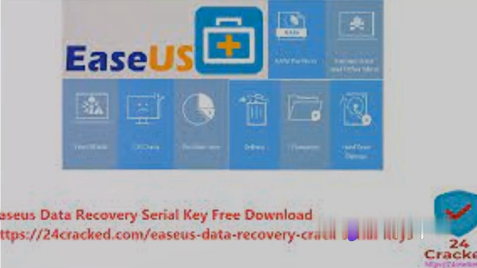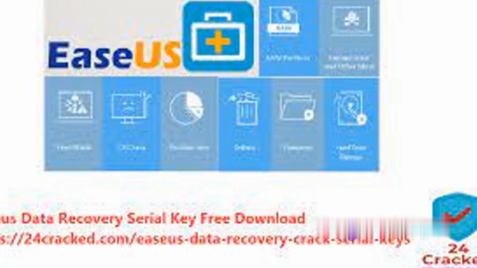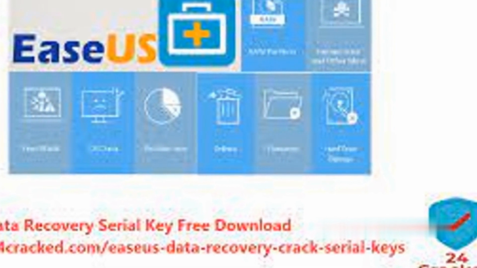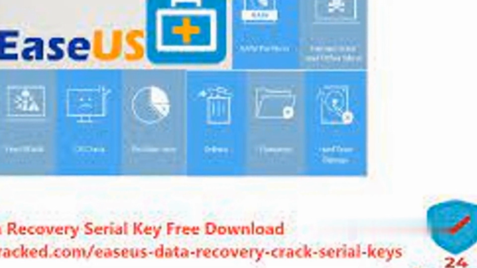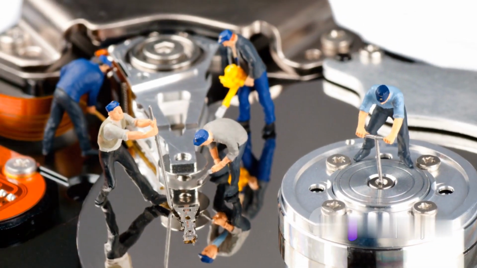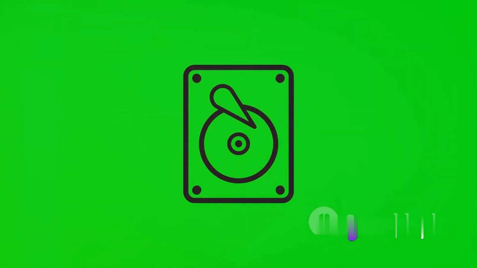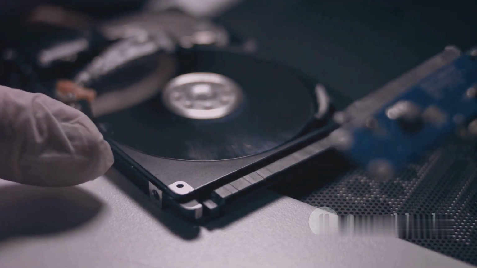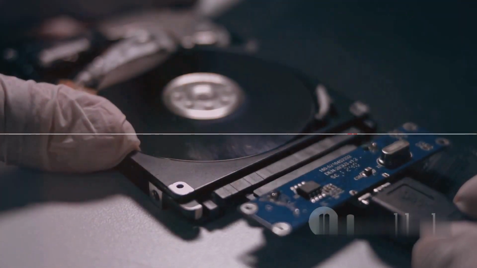Next, we have EASUS Data Recovery Wizard. This comprehensive software for Windows also recovers lost data from a variety of scenarios, including deleted, formatted, or inaccessible data. Just like Retrieval, download and install the software, select the drive to scan, and wait for the software to find your lost files. Then select the files you want to recover and click Recover.